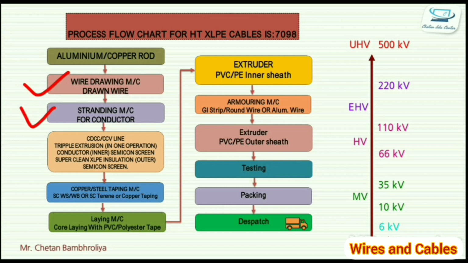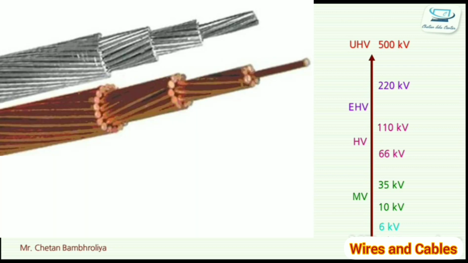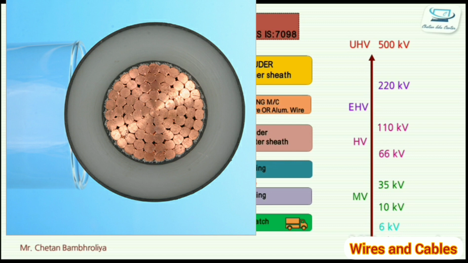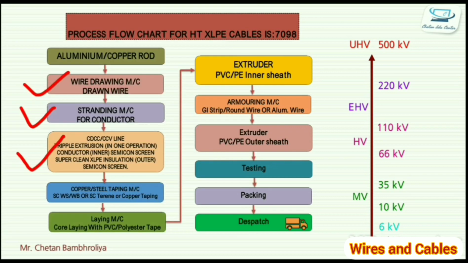Then the second one is the stranding machine. Stranding is nothing but combining more than one wire with each other like a rope. It is known as the stranding machine. Then the third one is the insulation process. Here a triple extruder system is required for the insulation process, and for that a particular dedicated line is required, CCV or CDCC. Friends, we will discuss this whole process in different parts of the video so you can easily understand. In this video we will discuss the different processes. So this is the third process.